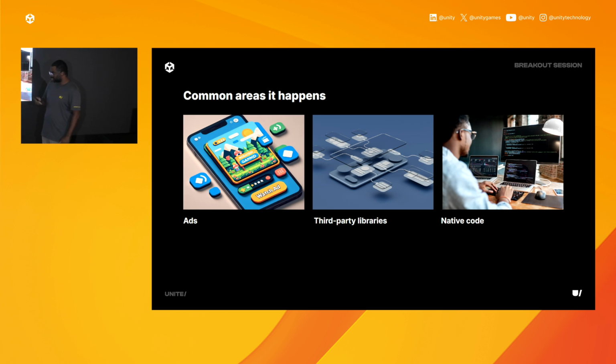So the next big one is third-party libraries. In the previous one, I was talking about that a little bit. Whenever you integrate a library that's using native code, who knows what they're doing? Especially if it's something from a random GitHub repo or something like that. You have no idea what they're doing in there.